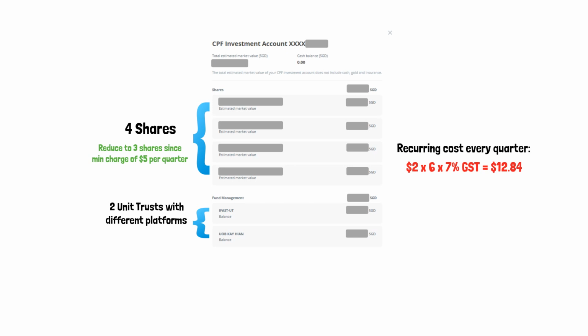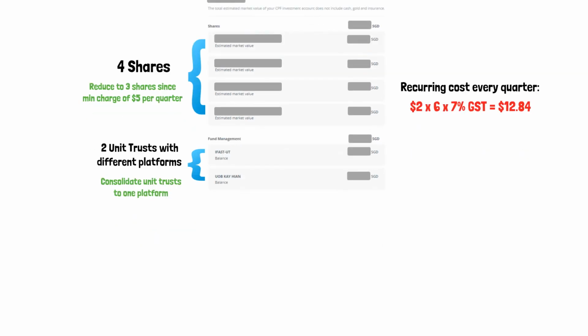As for my unit trust, for legacy reasons, I have 1 unit trust in FSM1 and 1 portfolio of unit trusts with Endowus. I believe I can reduce my costs by consolidating them under 1 platform. As I have been using Endowus recently and have been very pleased with their neat and seamless interface, I'll be selling the unit trust in FSM1 and buying a similar unit trust with Endowus.